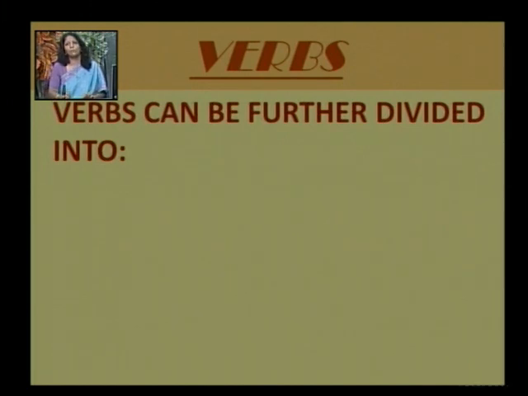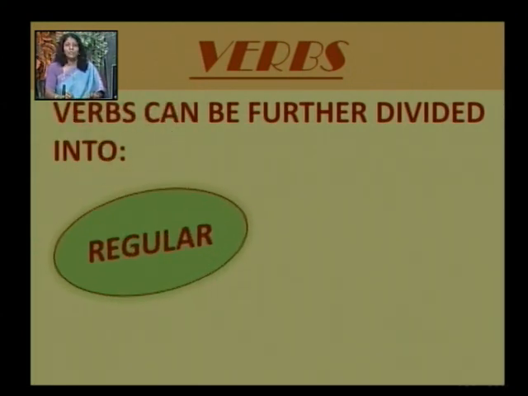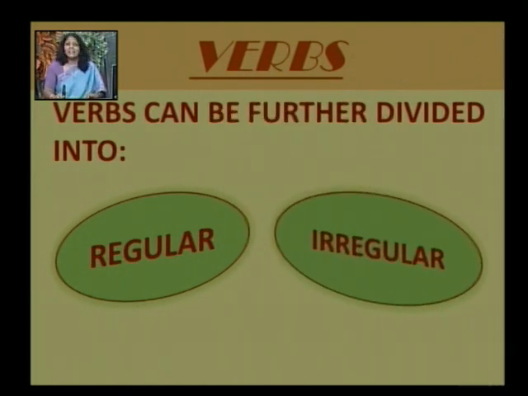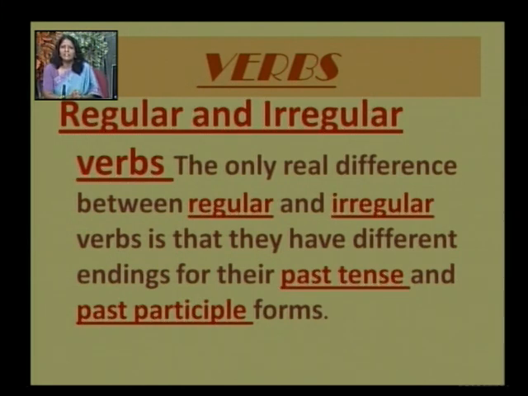And now we come to the main title of today's session, that is, verbs can be further divided into two types, that is regular verbs and irregular verbs. Now, what is the basic difference you find between regular and irregular verbs? Now let's go to the next slide. The real difference is that they have different endings for their past tense and past participle forms. Now these endings are to be memorized, learned by heart, so that you don't mix up the regular with the irregular.